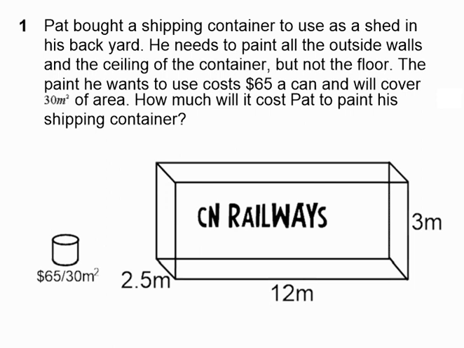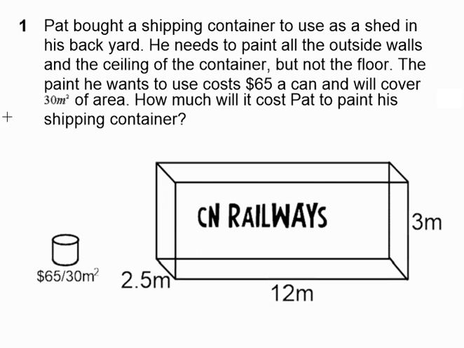Question number 1 gives a story problem where it says Pat bought a shipping container to use as a shed in his backyard. He needs to paint all the outside walls and the ceiling of the container, but not the floor. The paint he will use will cost $65 a can, and each can will cover 30 square meters of area. How much will it cost Pat to paint his shipping container?